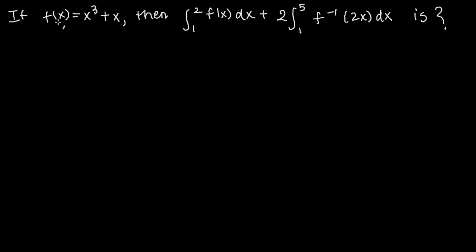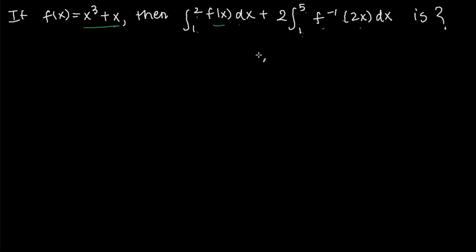So here's a problem, and it's based on definite integrals. It says that if the function f of x is equal to x cubed plus x, then find the value of the sum of integrals: first, the integral from 1 to 2 of f of x dx, and second, twice the integral from 1 to 5 of f inverse of 2x dx.